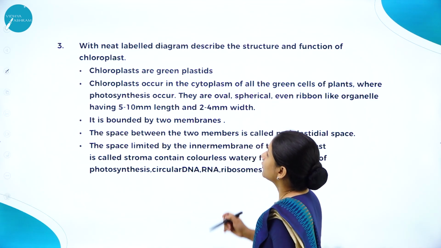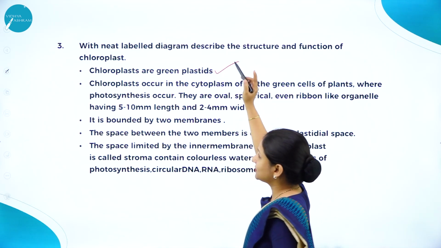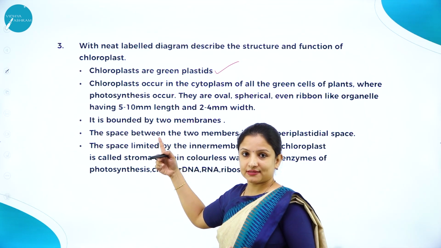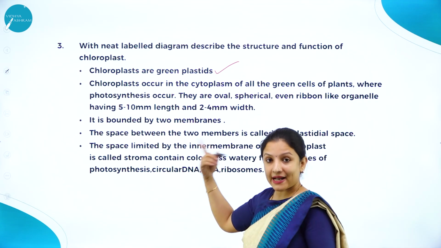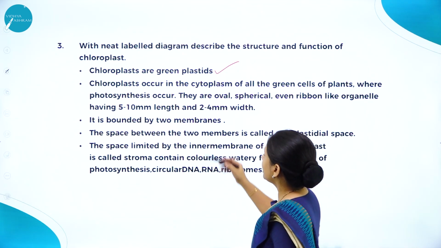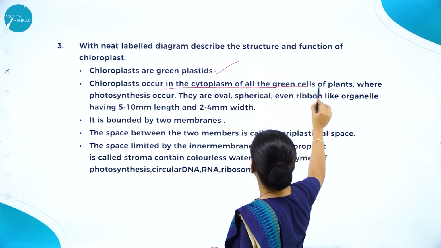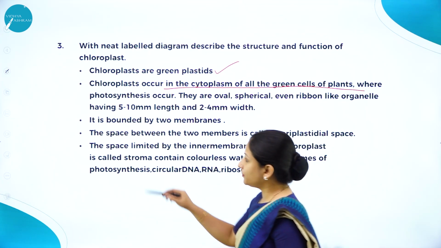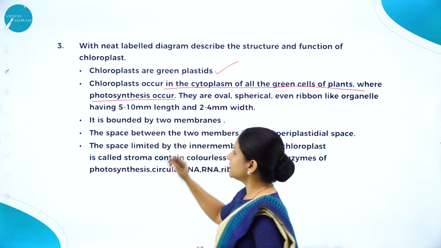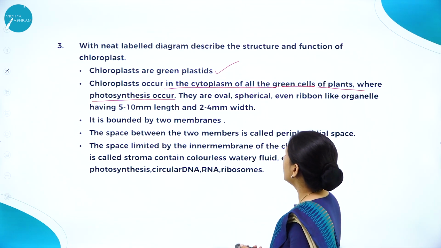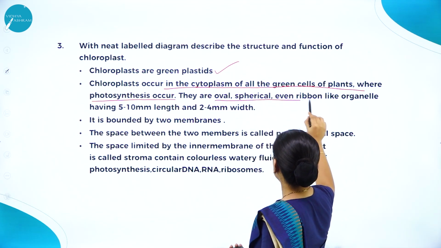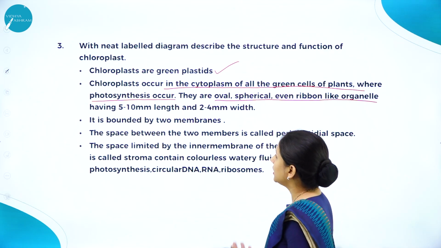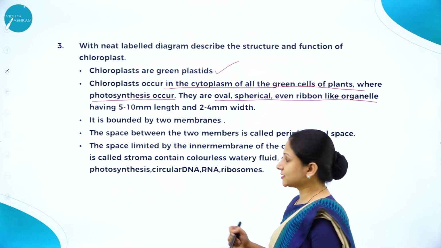Next, for the chloroplast, they are the green plastids, that we had studied, right? They are the plastids that impart green color to the plants. They are called chloroplasts, and they are present in the cytoplasm of all the green plants, and it is in the chloroplast where photosynthesis occurs because of the chlorophyll pigment. They are oval, spherical, even some of them can be ribbon-like, they can be reticulate also, and if you don't write the size, it is fine.